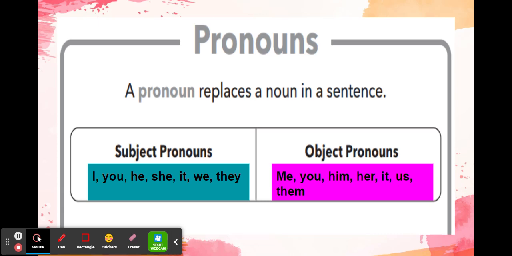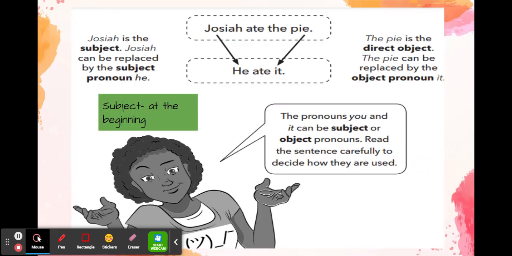Object pronouns. Object is at the end of a sentence. Okay, so that's the only difference between the two. Subject always means at the beginning, object is at the end. Me, you, him, her, it, us, and them. So that's all we're doing. And we'll see why we're actually learning this.